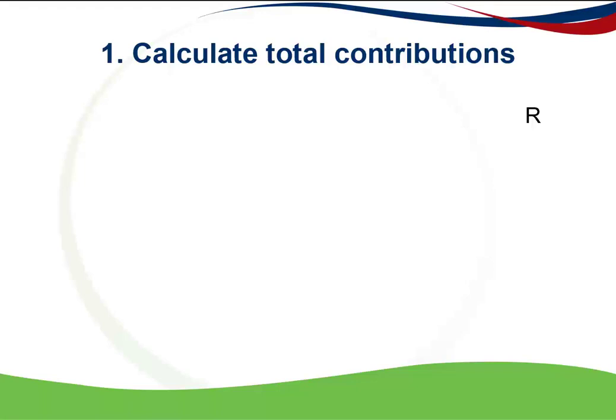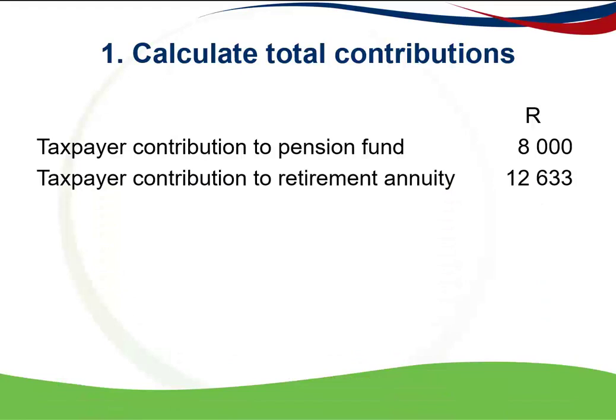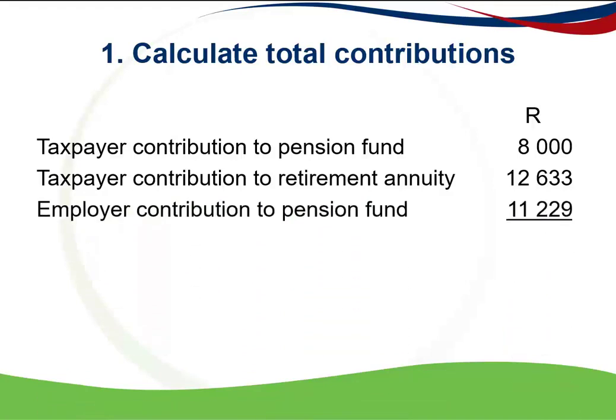The first thing that we need to do is to calculate the total contributions that the taxpayer would like to deduct. So first of all, the question tells us that the taxpayer contributed to a pension fund 8,000 Rand. The taxpayer also contributed to a retirement annuity fund 12,633 Rand. And I've just taken all of these from the example. And lastly, the employer contributed to the pension fund 11,229 Rand. So that gives us total contributions of 31,862.